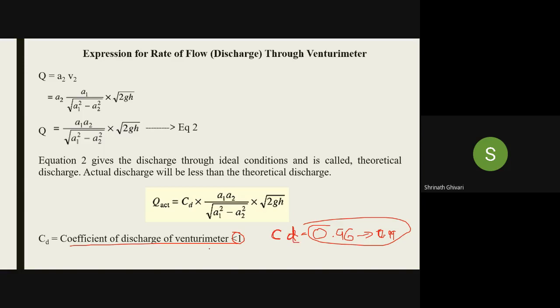It should not be equal to 1 because there will always be some losses in the actual discharge compared to the theoretical discharge. This applies to the venturimeter, orifice meter and flow nozzle, and even the pitot tube, but that is covered in the blower. We are not having any separate equipment for that, but for these we have to use these expressions. Understood? Any doubts? Or shall I repeat the derivation for you?